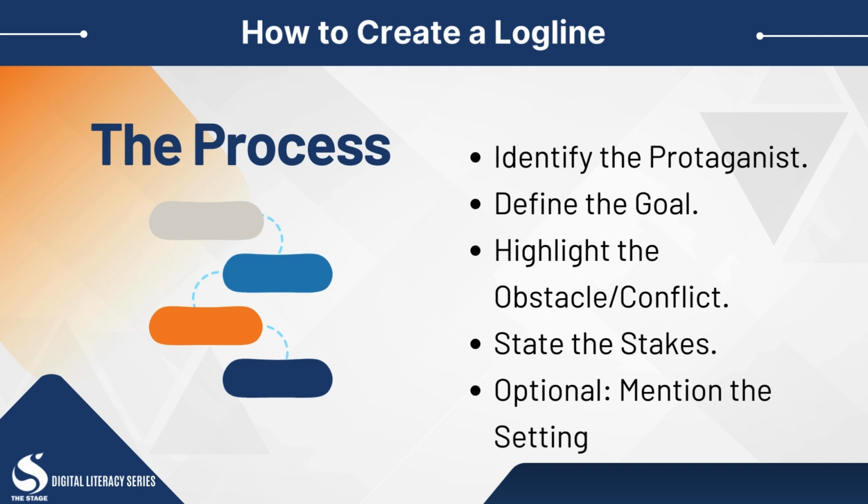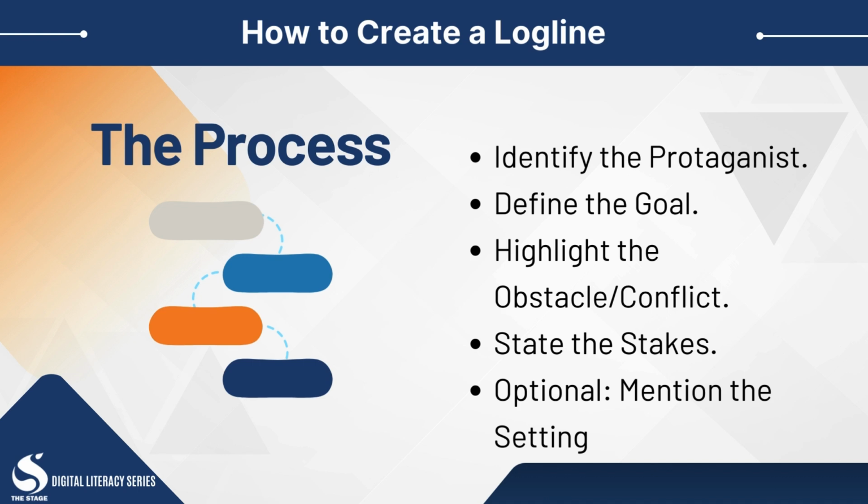And then when we come back to highlighting the obstacle or the conflict, who stands in the protagonist's way? This could be an antagonist, so this could be a bully, someone outside of that person. It could be an institution. It could be a personal flaw. They could be their own worst enemy. It could be a societal issue, or even any kind of significant barrier that is standing in the way.